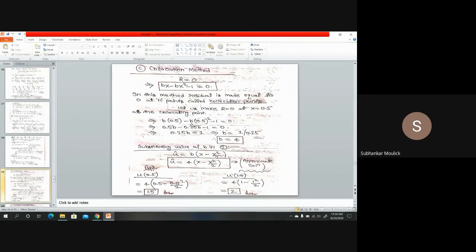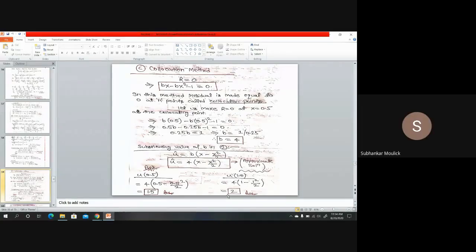Again, you need to find out u of 0, u of 0.5 and u of 1. That means in this particular approximating solution, first you keep the value of x as 0, then 0.5. You will get u as 1.5. Then you keep x as 1.0. You will get u as 2. Is it clear?